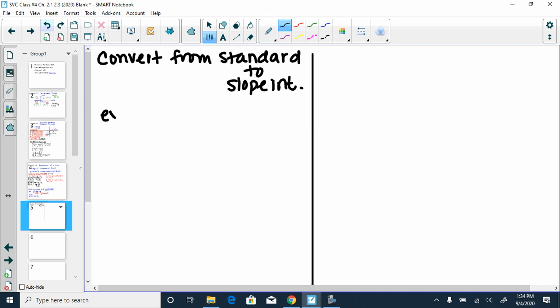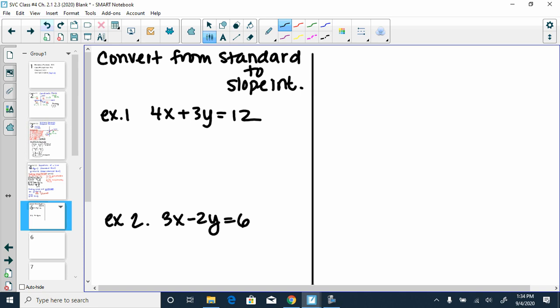I have two examples here. So 4x plus 3y equals 12. And notice example 2, we're going to do 3x minus 2y equals 6. Now, you guys could find the x and y intercepts of this. I should be able to give you a problem, and you should be able to do that. But we're not going to do that here. We're just going to look at the converting.